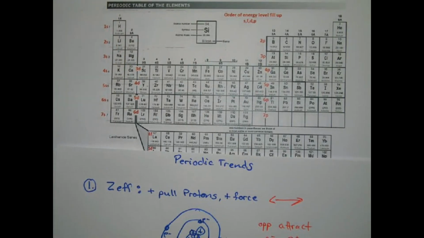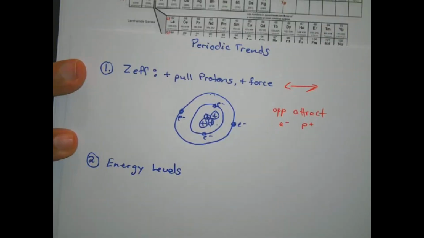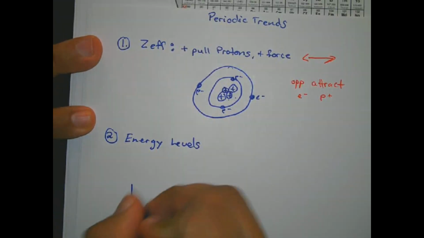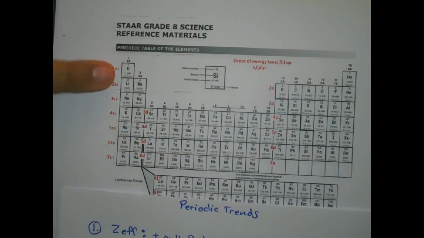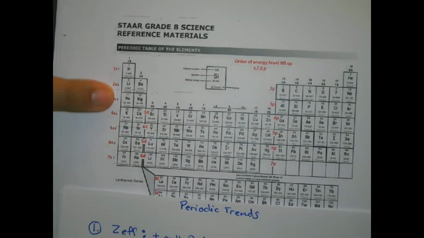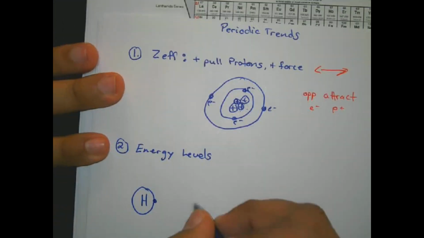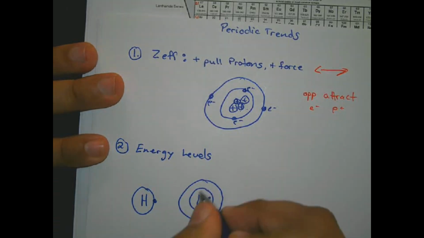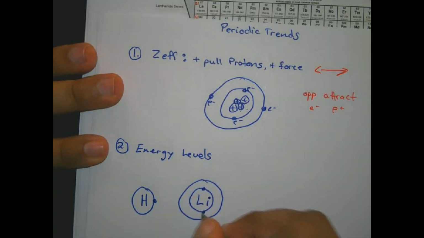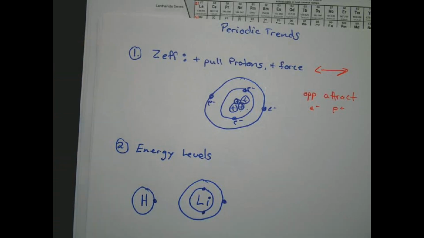So let's look. Hydrogen, we'll go back up here. Hydrogen has 1 energy level and 1 proton. Now let's look at lithium, the second one down. Lithium, Li, has 2 energy levels because he's on the second row. He has 2 in this one, and a total of 3, so he has 1 there. So look, we went down the periodic table from hydrogen to lithium, and we increased by 1 energy level.